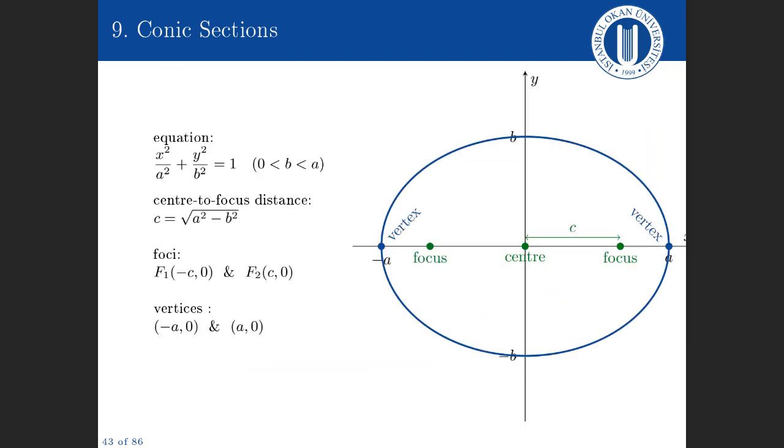So let's summarize this with a picture. This is the ellipse x squared over a squared plus y squared over b squared is equal to 1, where 0 is less than b is less than a. Now note, if y is equal to 0, we just get x squared over a squared is equal to 1. So x is a, x is minus a. Or if we say let's put x equal to 0, then we get y squared over b squared is equal to 1. So y is equal to b or y is equal to minus b.